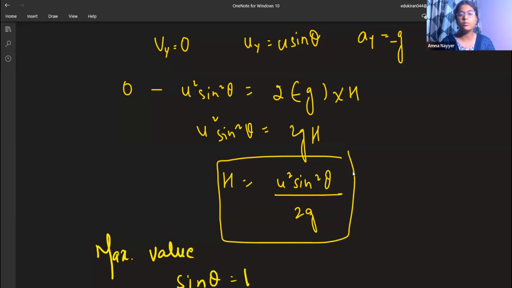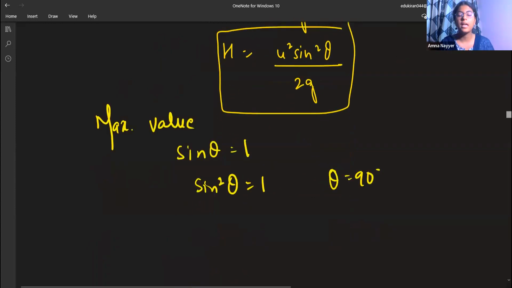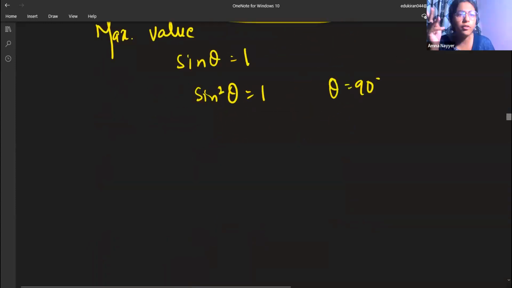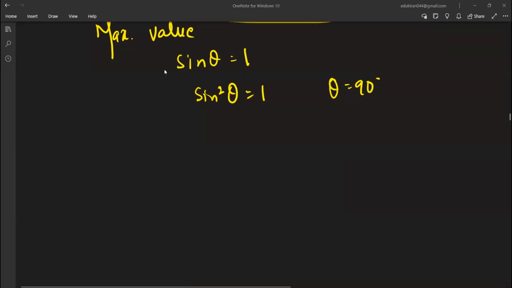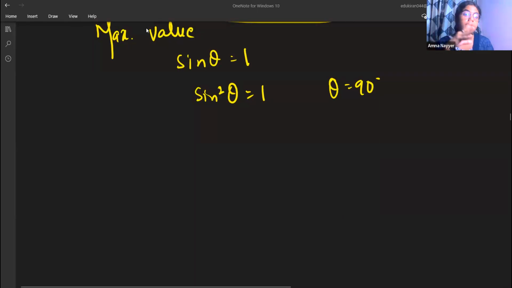This is the value of height that we have. Note it down quickly. Oh yes, one more thing, the maximum value of height also. When we talk about the maximum value of height, when do you get the maximum value of height? Because in every situation we are talking about sine theta, so when do you have the maximum value of sine theta?